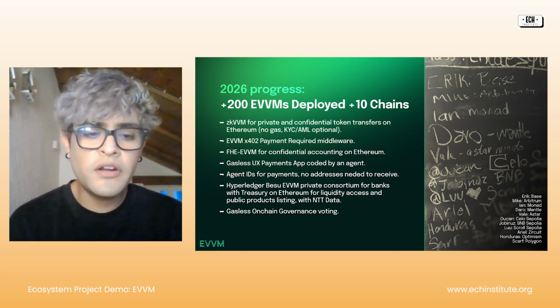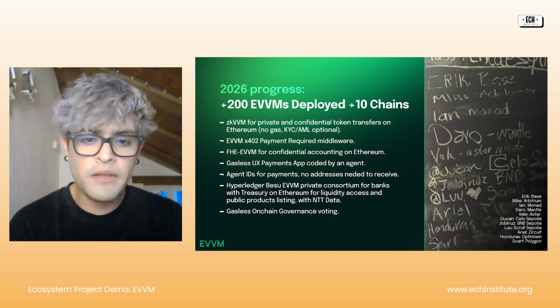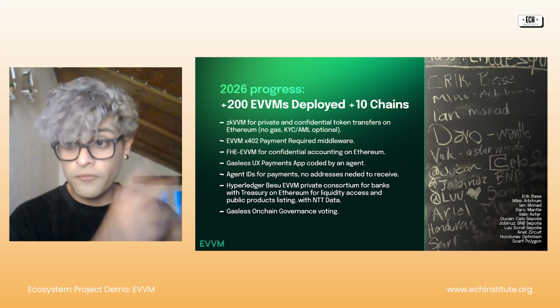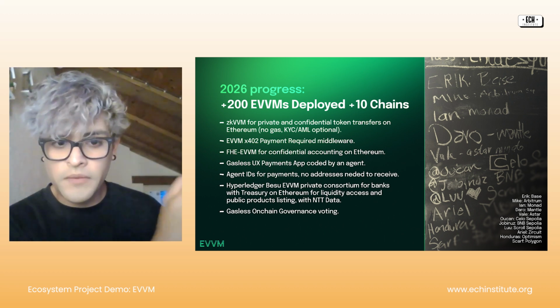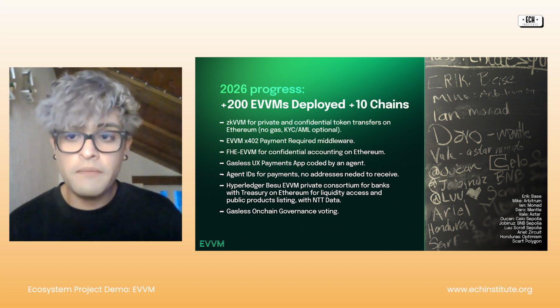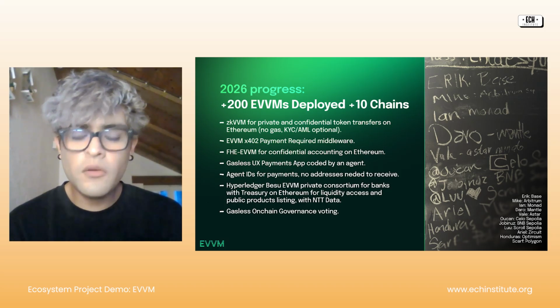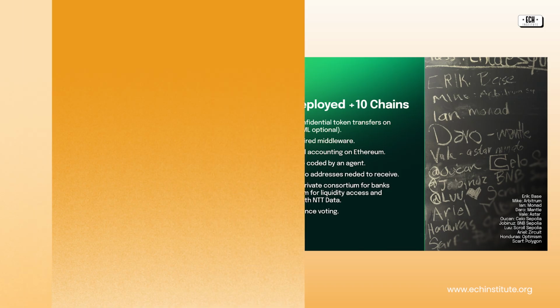We have a Hyperledger EVVM Besu private consortium for banks with treasury in Ethereum. So if you want to send out liquidity from Ethereum, you can get it in a private instance. And we have gasless on-chain governance for voting too.